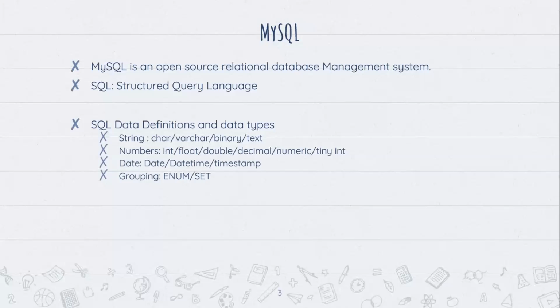string. String means whatever text or characters we say, that is a string. When you do Java programming, you normally use this word string. But here in MySQL, you cannot use string. You have to use char, varchar, binary, or text. These are the words we can use in MySQL.